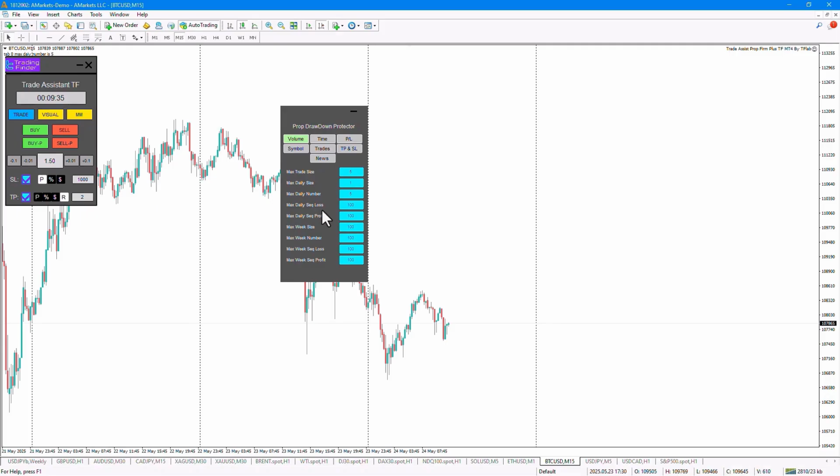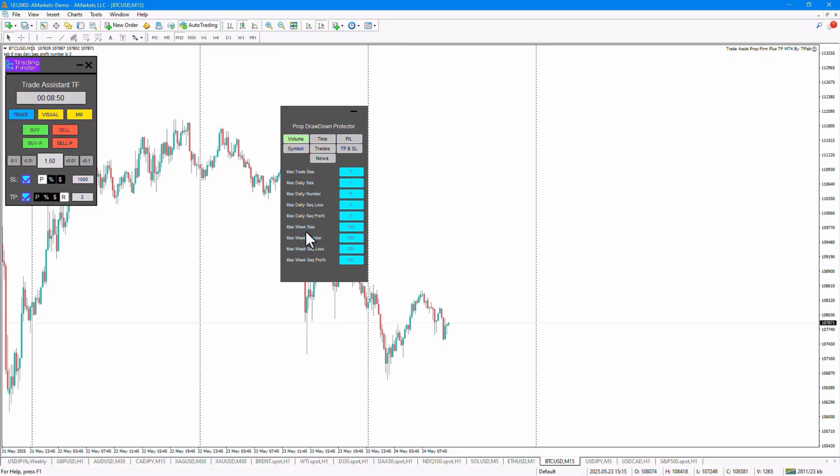The next two options are related to sequential loss and sequential profit. For example, if I enter the number 3 here and also enter 3 for profit, it sets a limit for me on how many consecutive losses or consecutive wins I can have in a single day. Since I have set the number 3 here, it only allows me to have 3 consecutive losing trades in a single day. And here I am only allowed to have 3 consecutive winning trades.